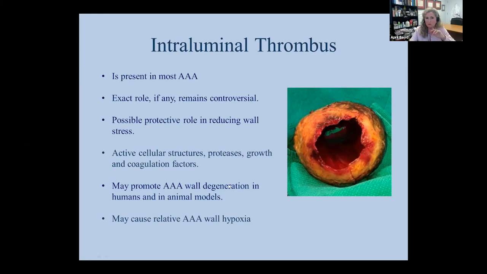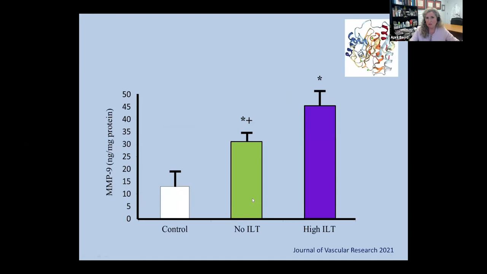Intraluminal thrombus may lead to degeneration in animal models. There's some evidence of that. And of course, as I said, hypoxia. As Dr. Ducas showed, MMP9 levels are elevated where there's high intraluminal thrombus. And based on Dr. Ducas's work, we saw that there was quite an inflammatory infiltrate.